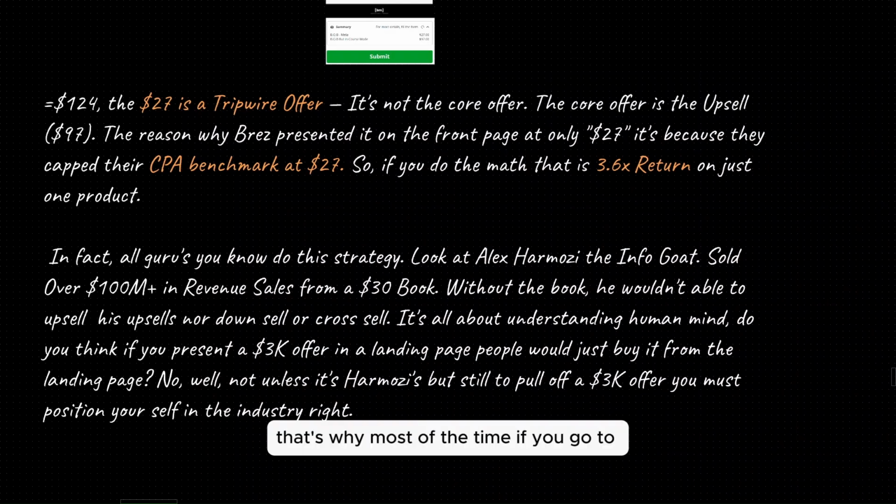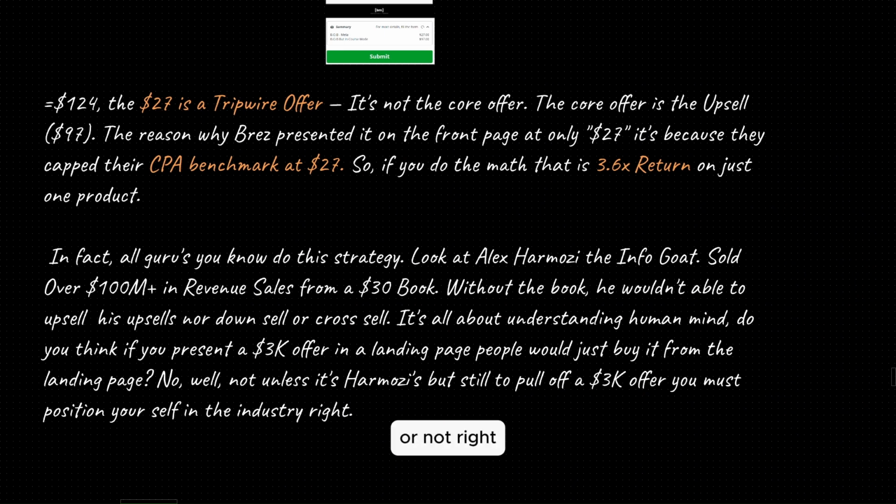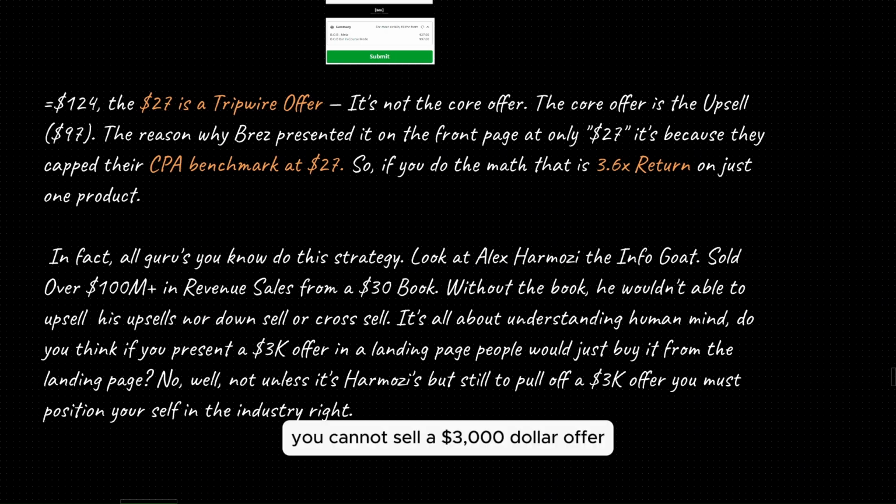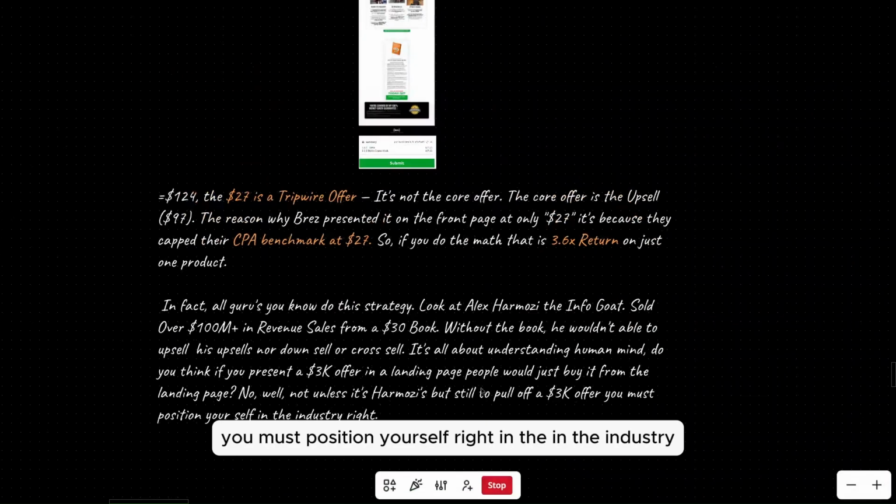That's why most of the time, if you go to a website where people sell info, they have a free discovery call or discovery page, because they want to actually know if they can help this person or not. So again, you cannot sell a $3,000 offer just off a landing page. Well, not unless you're Hormozi. But still, to pull off a $3,000 offer, you must position yourself right.